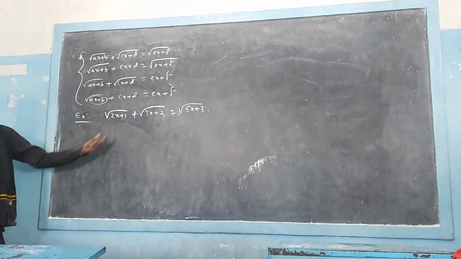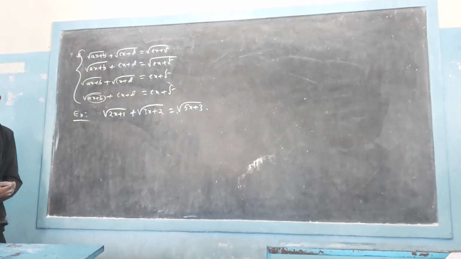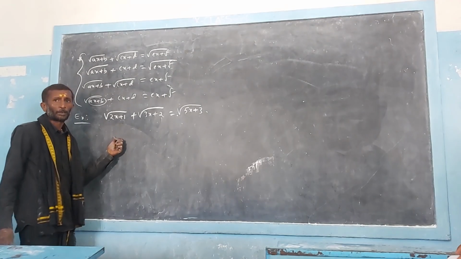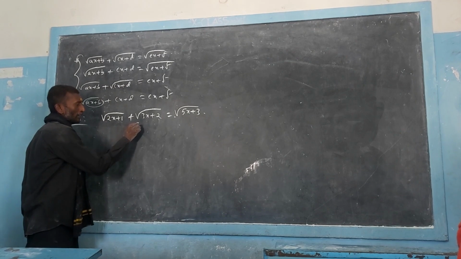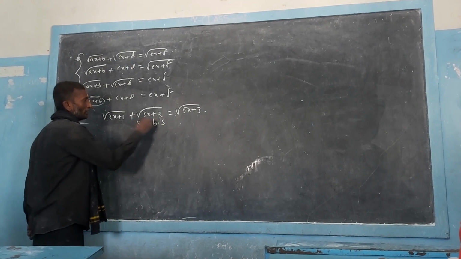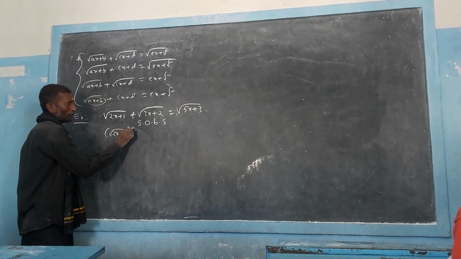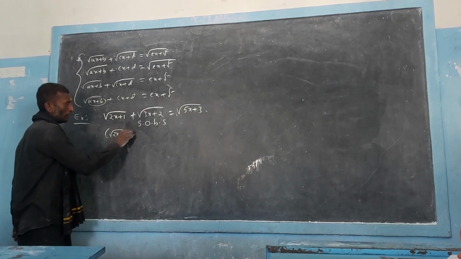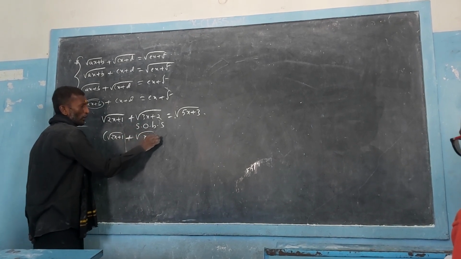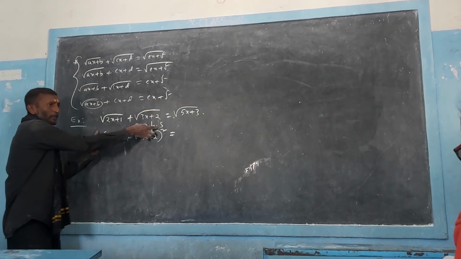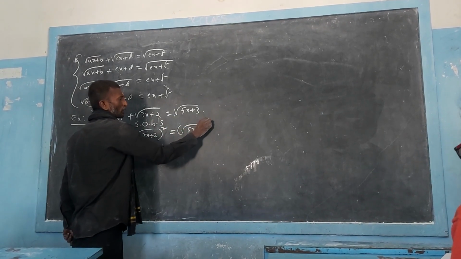So if you have a form like that, you need to take the square on both sides. I want to eliminate the square root symbol from both the LHS and RHS. For that, you must take squaring on both sides. Means, the square root of 2x plus 1 plus the square root of 3x plus 2, whole thing squared, equal to the square root of 5x plus 3, whole squared.